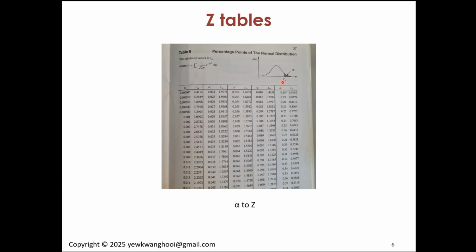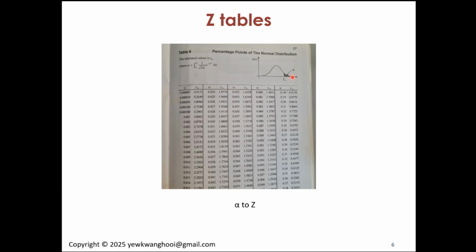So what is different about this table compared to the previous one is that instead of looking for the z, we start with the alpha. Just now we were using z to search alpha, but this one is using alpha to search the z. So what is alpha here representing on the graph? The alpha here is representing the shaded area, starting from the right tail of the curve.